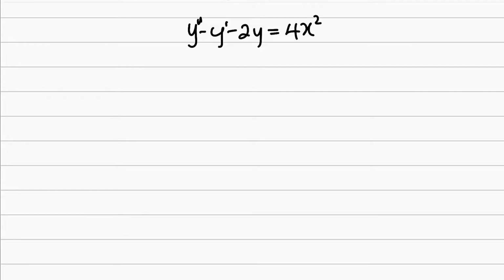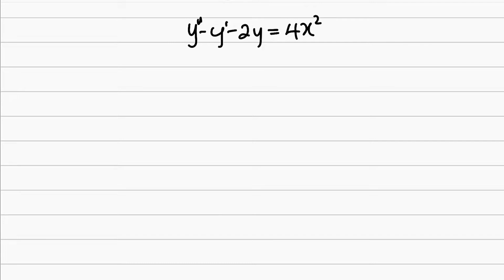Hello, good morning viewers. Here is our first problem under variation of parameters. We are going to apply that idea to solve this problem. We are given that y'' - y' - 2y = 4x^2.